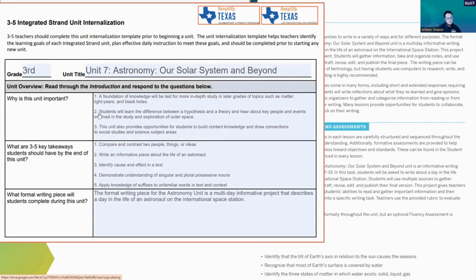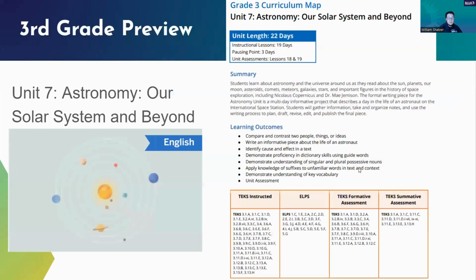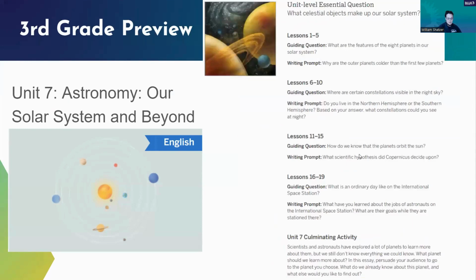So why is this unit important? Again, that literally comes straight from the teacher's guide, from the unit introduction, where it states why this unit is important. What are the 3 to 5 key takeaways students should have by the end of this unit? For this, to answer this question, I went back to the curriculum maps document, and I pulled the 3 to 5 bullets from here of the learning outcomes that I thought would be most beneficial for my students to achieve within this unit. So that's where I got that information from.